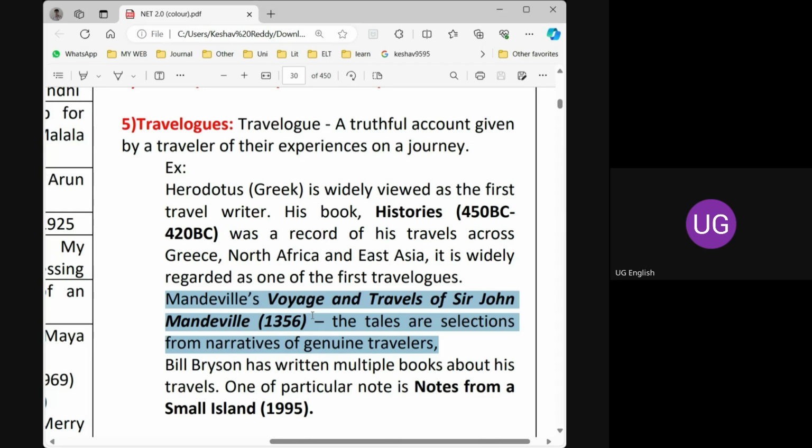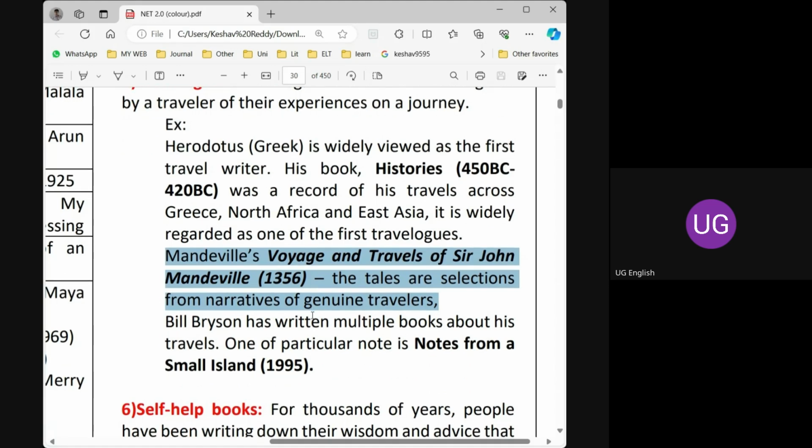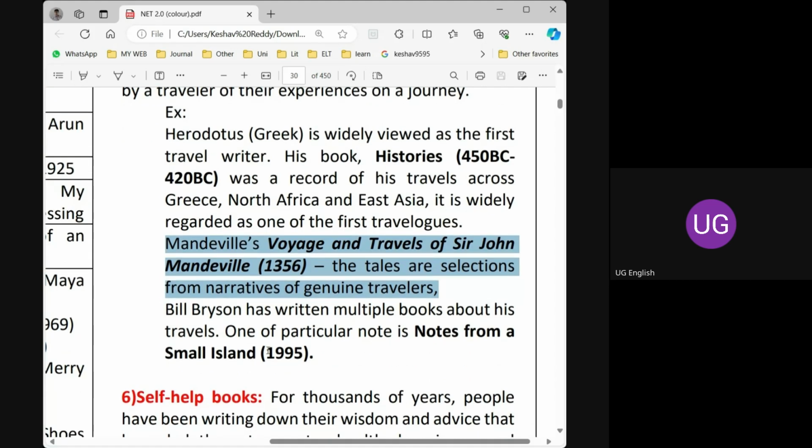So we all studied in history books about Columbus, and we also discussed the sea route to India by Vasco da Gama. All these were inspired by Mandeville. Very important one. So please remember.